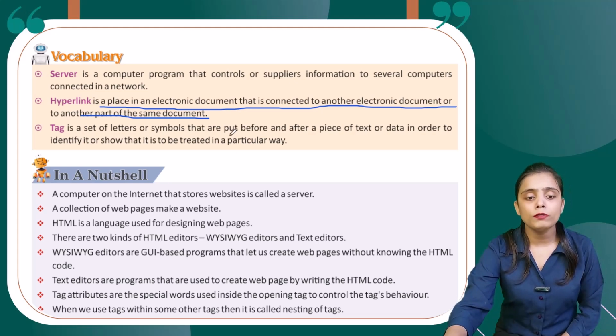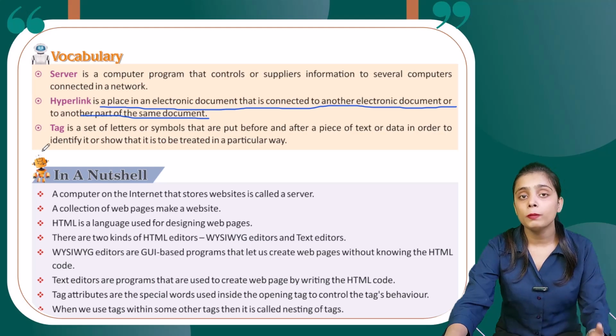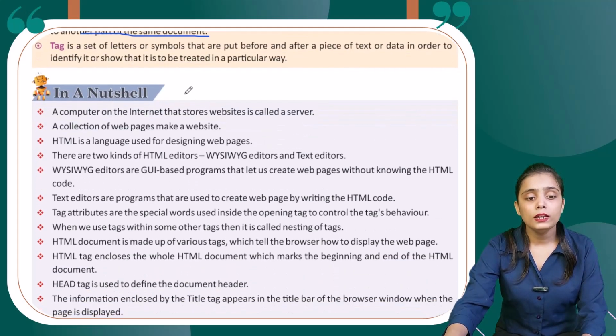And tag is a set of letters or symbols that are put before and after a piece of text or data in order to identify it or show that it is to be treated in a particular way. Okay, tags have special meaning, they have a special purpose. So now let's see in a nutshell.